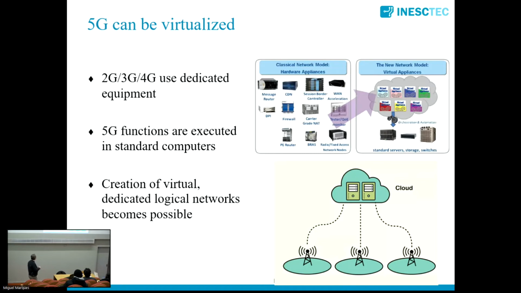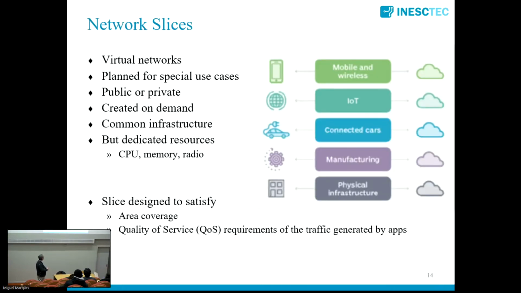And that enables us to create a new kind of networks that are a kind of logical networks that in some way are very similar to the virtual machines that you can create on your computers. That is, if most of the functions can be put on computers, then in a set of computers I can create a kind of virtual machines that will be used to create virtual networks, and then I will be able to create a virtual network for each type of application. We call these virtual networks network slices.